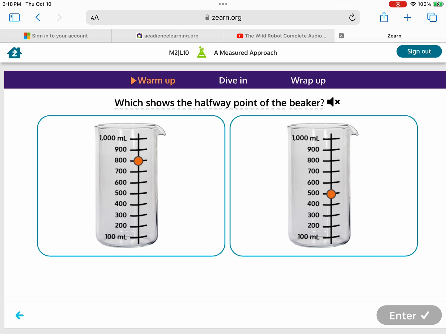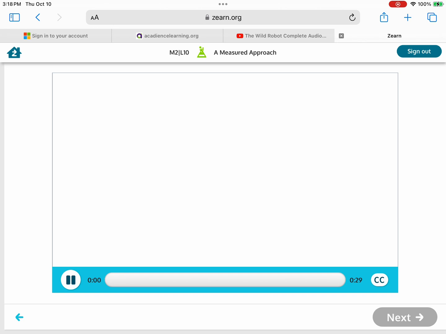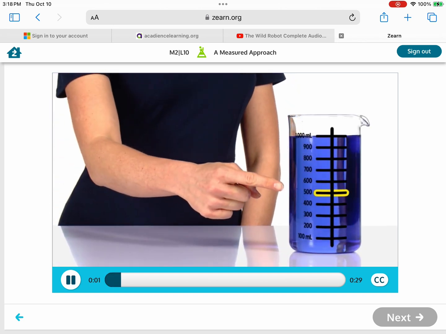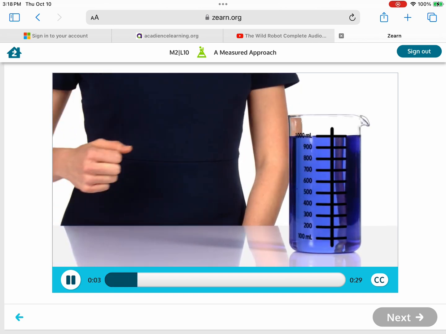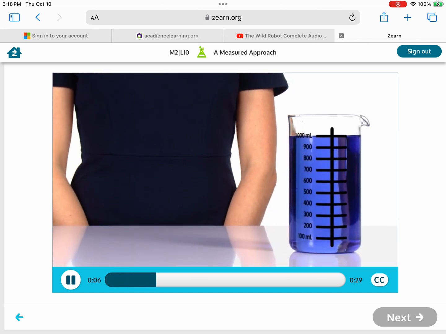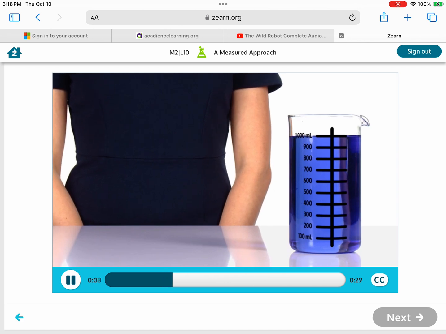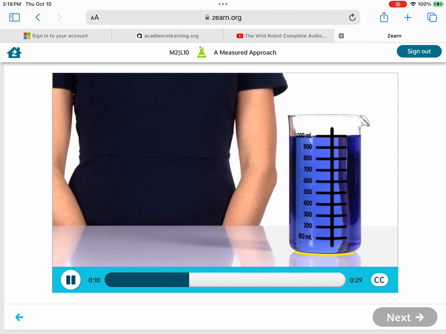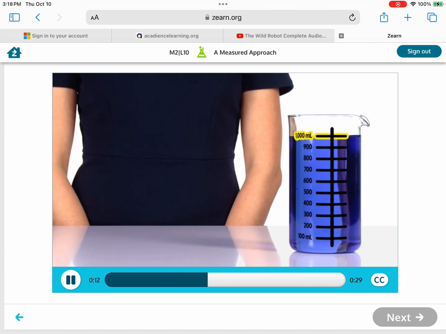Which shows the halfway point of the beaker? Here's the halfway point to 1 liter. Let's think more about what that number is. Instead of thinking of the number that's halfway between 0 milliliters and 1,000 milliliters, remember that I poured water into the beaker 100 milliliters at a time.